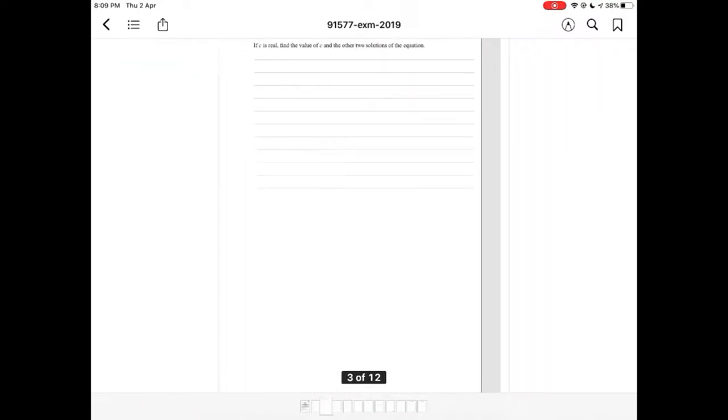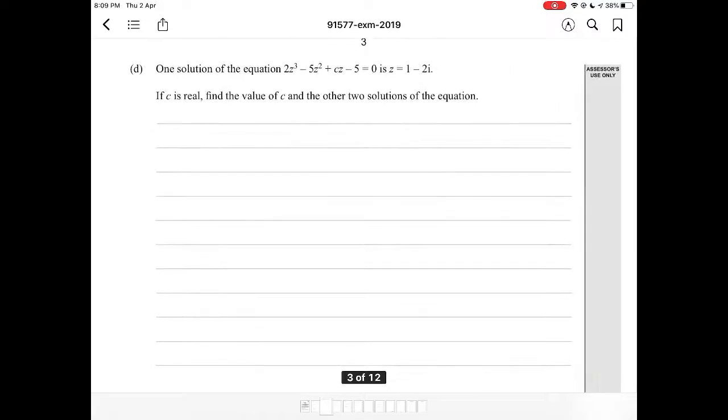Alright, let's go to question D. Question D. One solution of the equation 2z cubed minus 5z squared plus cz minus 5 equals 0 is z equals 1 minus 2i. If c is real, find the value of c and the other two solutions of the equation.